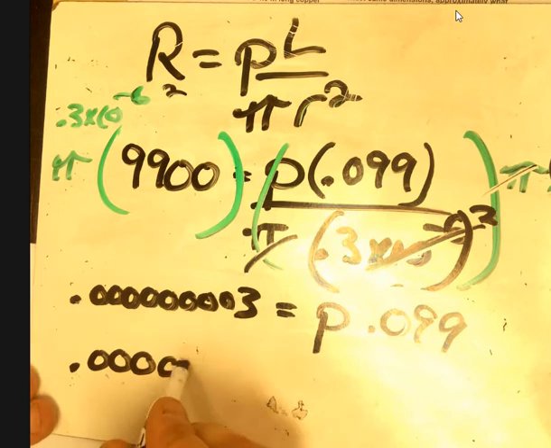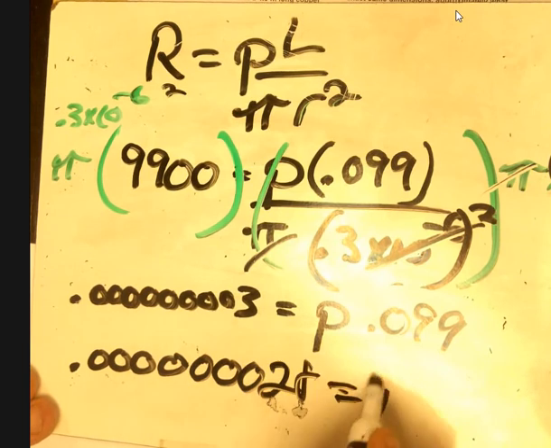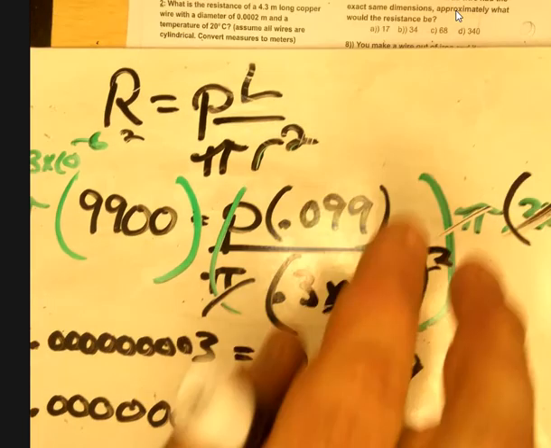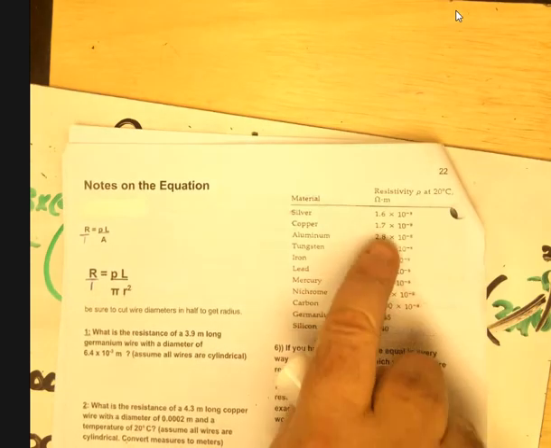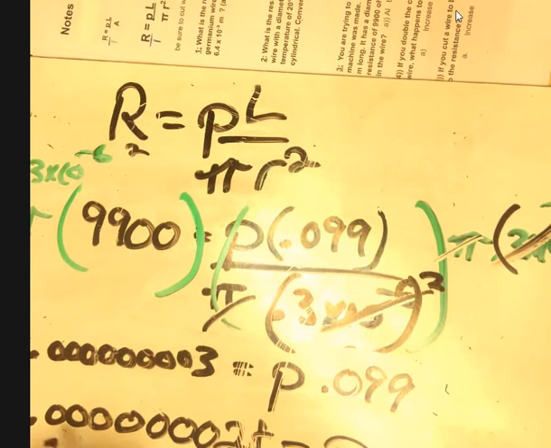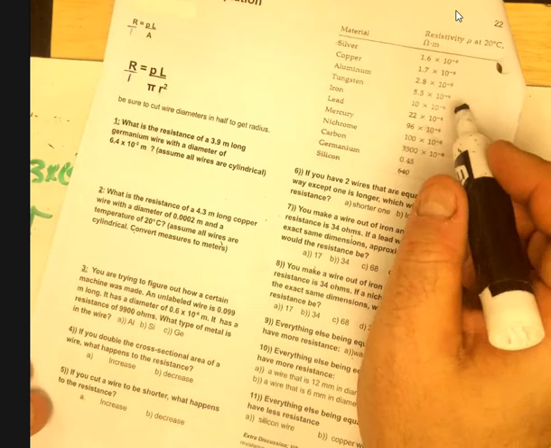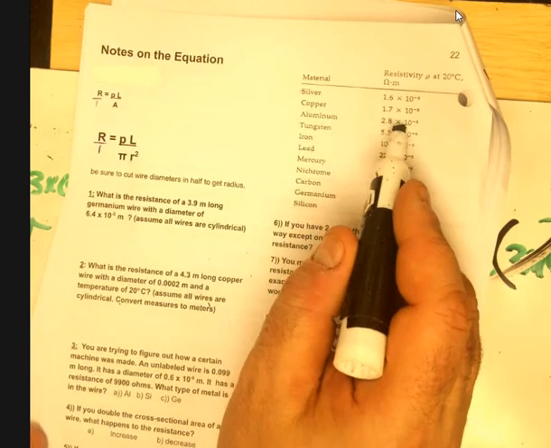7 zeros. 1, 2, 3, 4, 5, 6, 7 with a 2, 8. That equals p. Okay, now, nowhere in this chart do I have a whole string of zeros with a 2, 8, so I've got to change this to scientific notation. I'm going to move the decimal point until I get a number between 1 and 10. 1, 2, 3, 4, 5, 6, 7, 8. So 2.8 times 10 to the negative 8th is our p-value. Which thing is that? That's going to be aluminum, the third line.